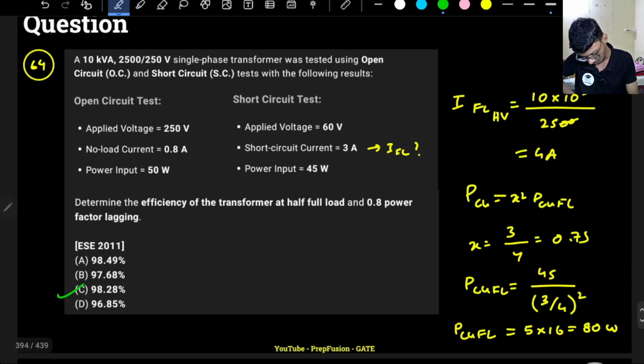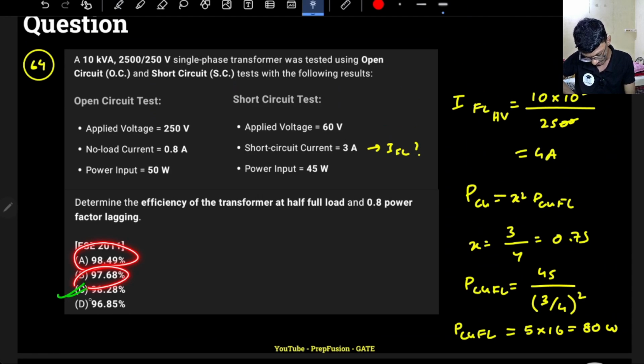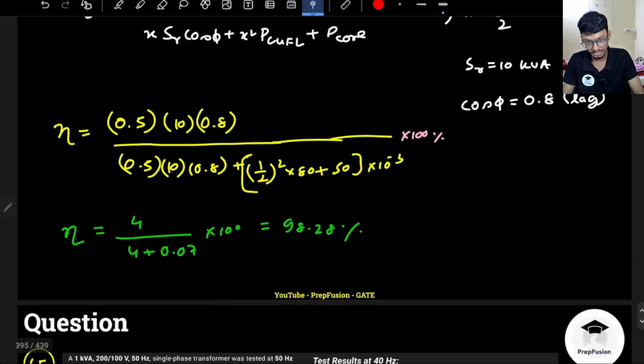So that is present in option C. So these were actually very close. So you cannot actually make any approximations. So this was an ESC question. So let's solve the next question.